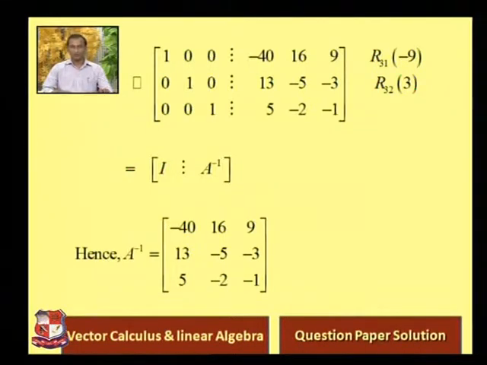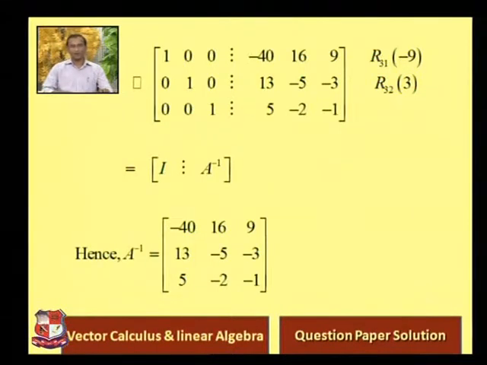Now R2 → R2 + 3R3. That means third row multiply by 3 and add in the second row. So we get 0, 1, 0, 13, minus 5 and minus 3, and the last one is as it is. That means 0, 0, 1, 5, minus 2, minus 1.